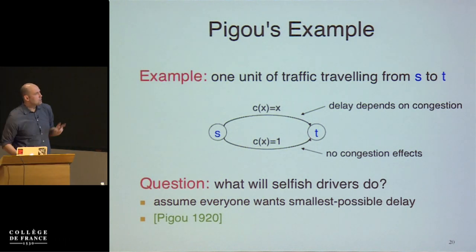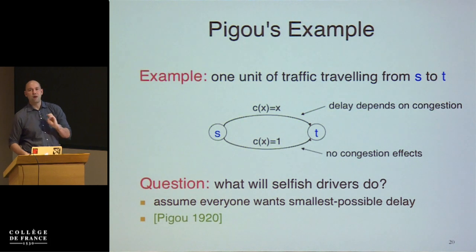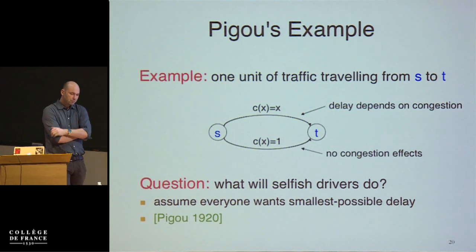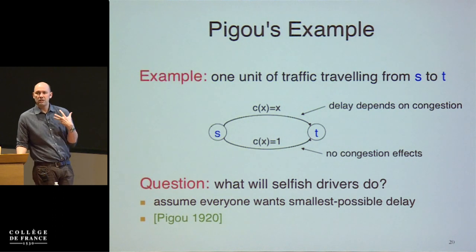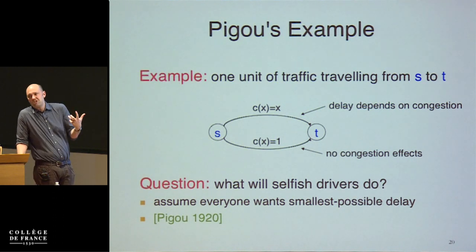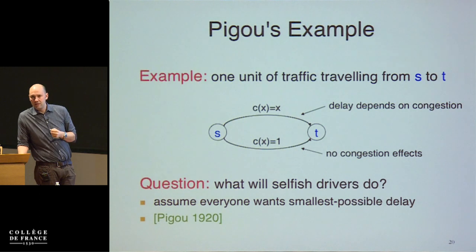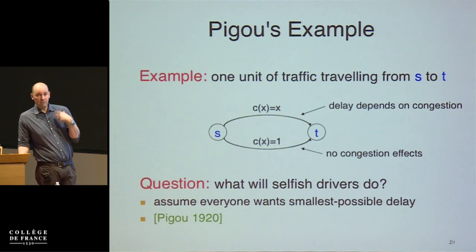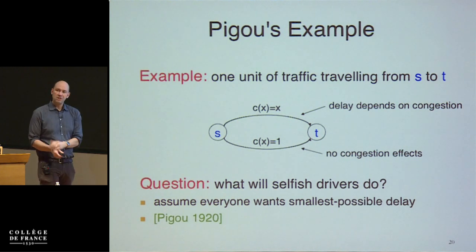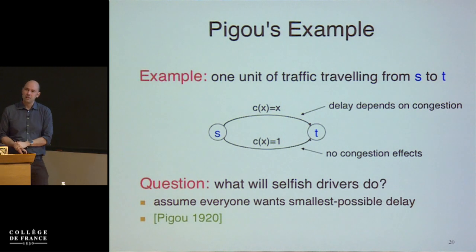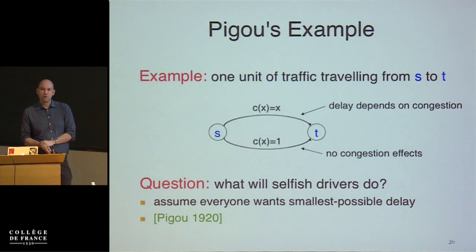Okay? So what I want to do next is ask 2 questions about Pigou's example. Question 1, what do we expect to happen? What do we expect drivers to do, assuming naturally that they just want to get to their destination as quickly as possible? Question 2 is, if hypothetically we had complete control over everybody's routes, would that allow us to improve over the selfish outcome, the equilibrium outcome?